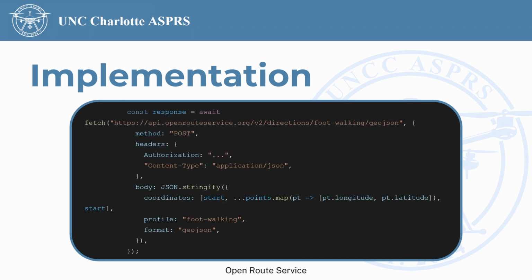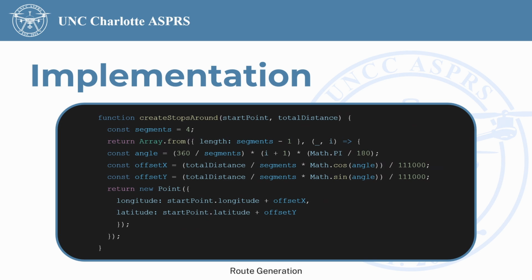Alongside that, another great implementation was for our OpenRouteService. This is the body of how we're requesting these GeoJSON strings from the OpenRouteService API. Within this, we have our start point's longitude and latitude, because that's how it interprets it. We specify the profile for foot walking and the format for GeoJSON, because GeoJSONs are great for web app development. They're pretty robust and light.